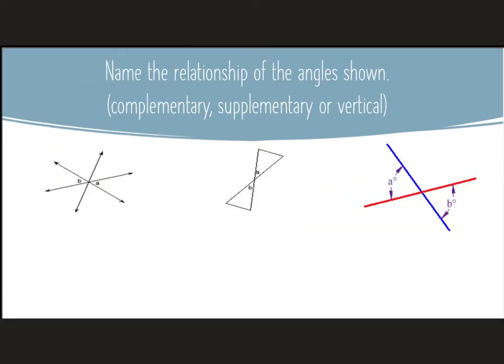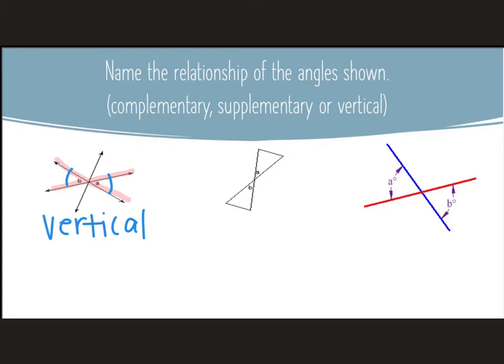Next slide is all about vocabulary. It says name the relationship of the angles shown. So if you take a look at this first one all the way on the left, we have angle A and angle B. I like to use the highlighting tool to show what two angles I'm looking at. When I do that, you can clearly see these two angles are directly across from each other, so they are what we call vertical angles. Just a reminder, vertical angles are equal, right? So if angle A is 30 degrees, angle B has to also be 30 degrees.